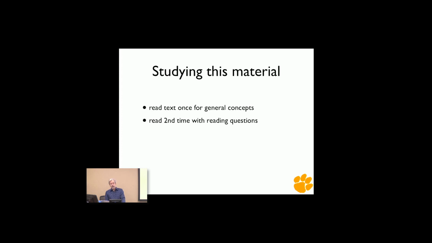The second time you read the textbook, you should have beside you the reading questions that I provide for the first four or five chapters. After those chapters, you should start making your own written summary as you're reading the second time. This gets you into the text at a deeper, more specific level. You get into more details, which you then have to relate back to the general understanding you got from the first reading.